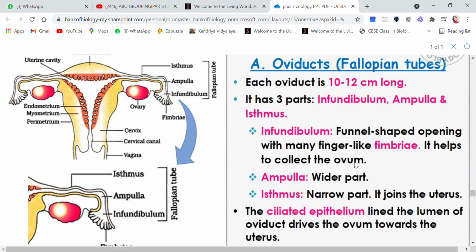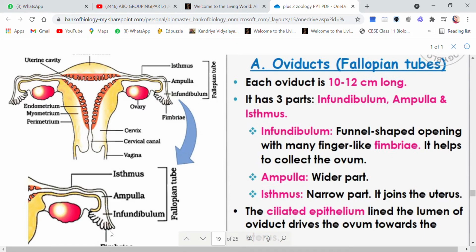Now let's start with oviducts or fallopian tubes. Each oviduct is 10 to 12 centimeters long. This is the oviduct, 10 to 12 centimeters long. You see here, it has three parts: infundibulum, ampulla and isthmus. These three portions combine together to form the fallopian tube.